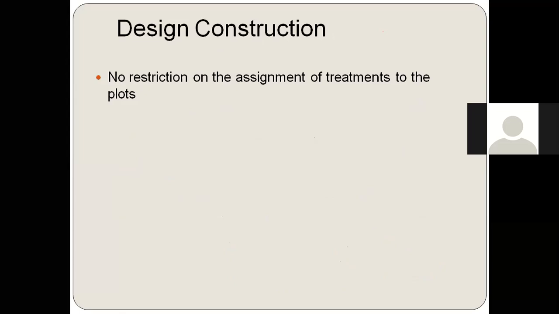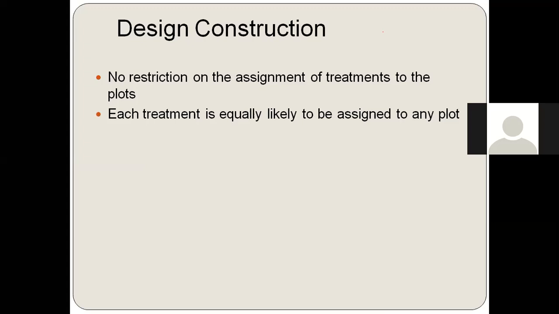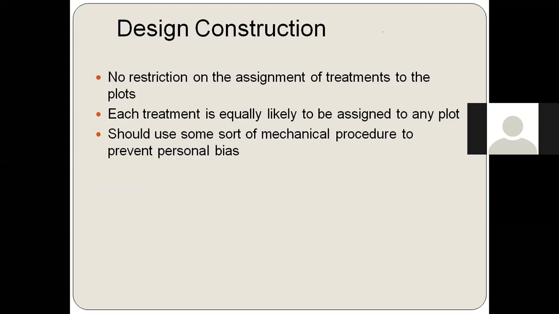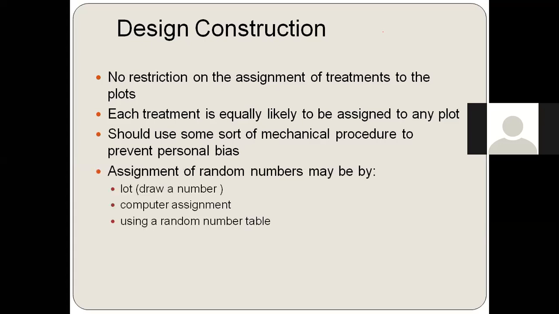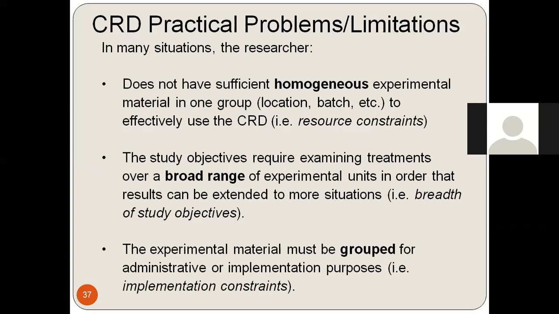There are no restrictions on the assignment of treatments to the plots. Each treatment is equally likely to be assigned to any plot. You should use some sort of mechanical procedure to prevent personal bias. So you should avoid personal bias. Assignment of random numbers may be done by drawing a lottery. A computer can assign using a random number table. You can assign it, right?